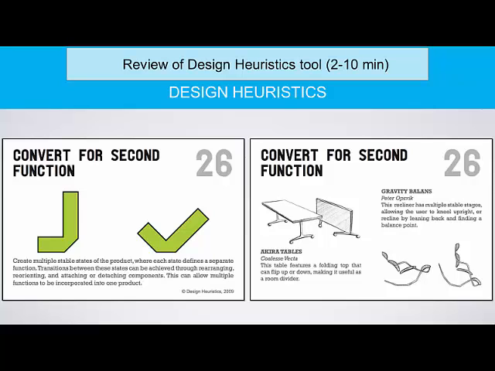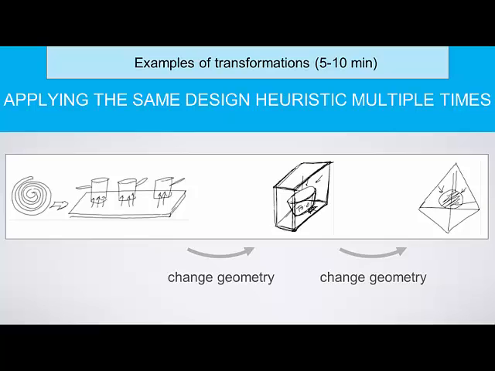The instructor begins by reviewing what the design heuristics are and how they can be used. The amount of review time is dependent on when students last used the tool. Then the instructor shows students how the cards can be applied to existing concepts to generate additional concepts. In this example, coming from ways to cook food using solar energy, the same heuristic is applied twice to develop new versions of an original concept.